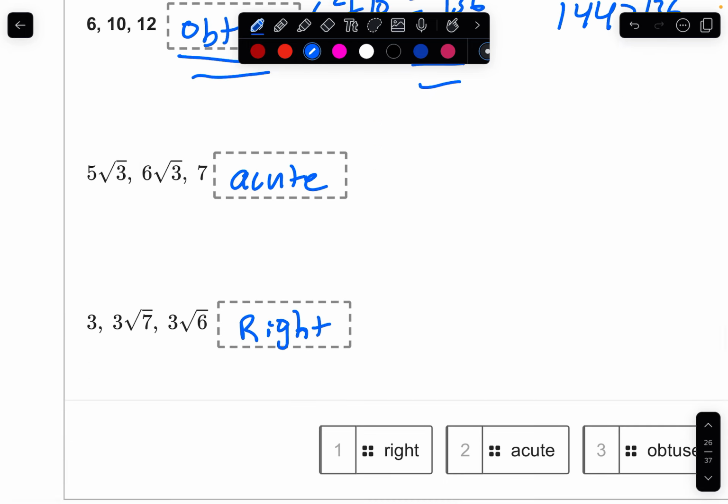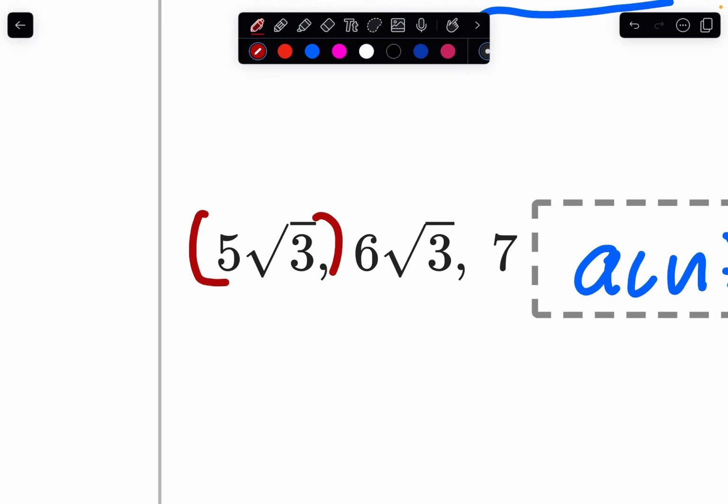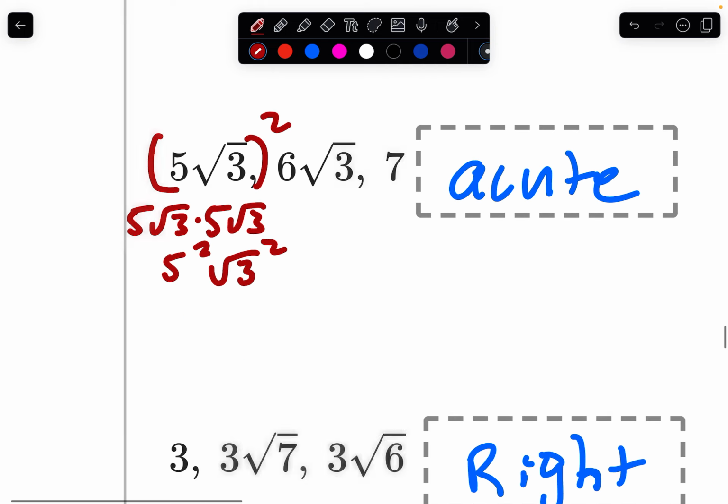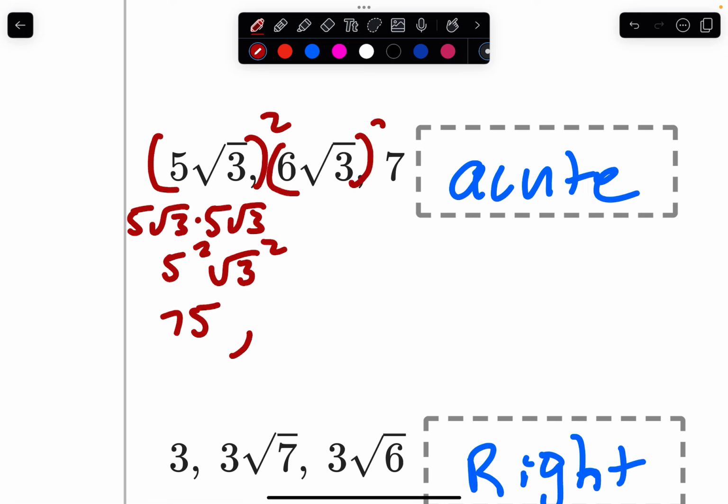Here we need to square these numbers out. Remember that when you square something like this, it's like 5 root 3 times 5 root 3, or it's 5 squared times root 3 squared. These are all the same thing. So this is really 25 times 3, that is 75. Square this number, same idea. This would be 36 times 3, would be 108. And then 7 squared would be 49.